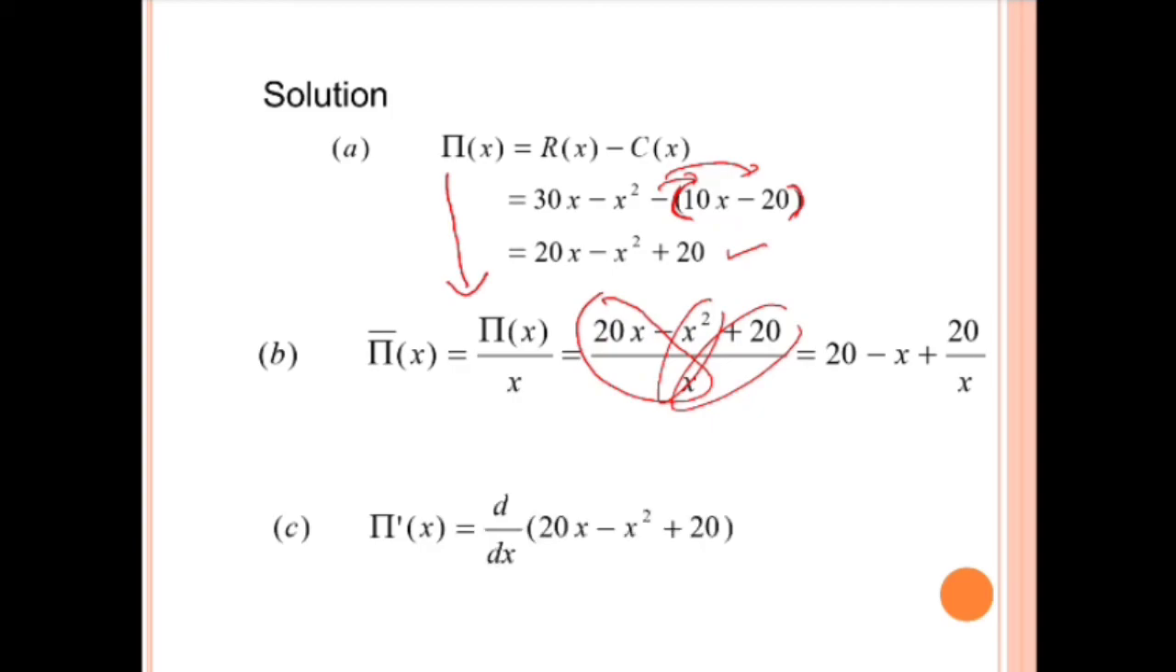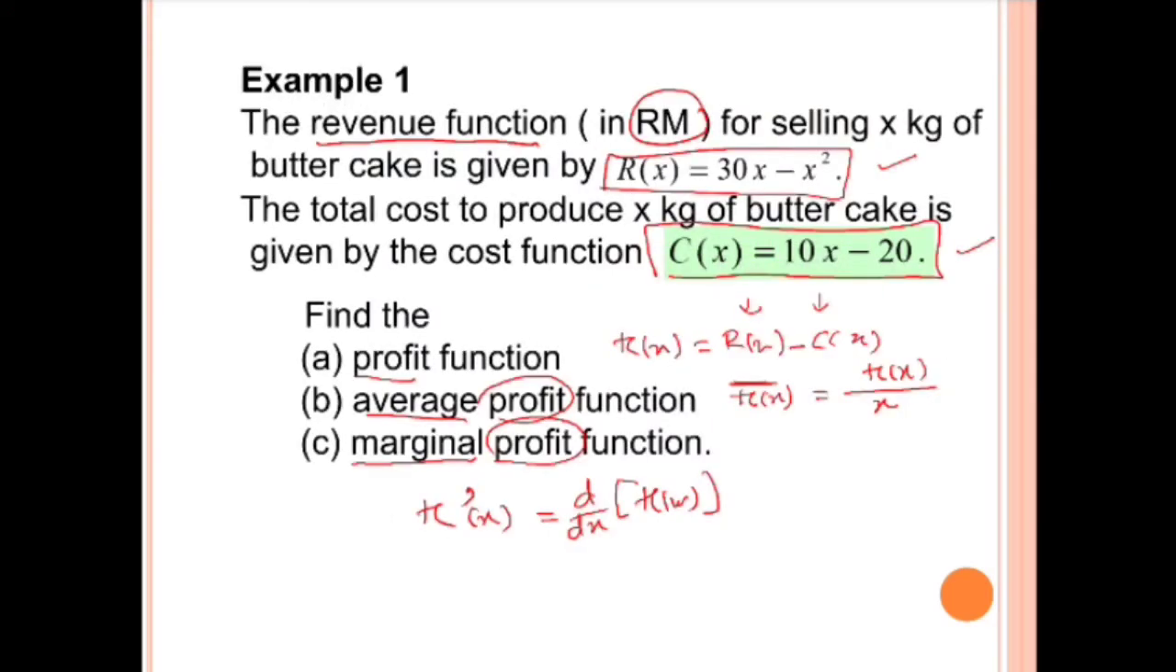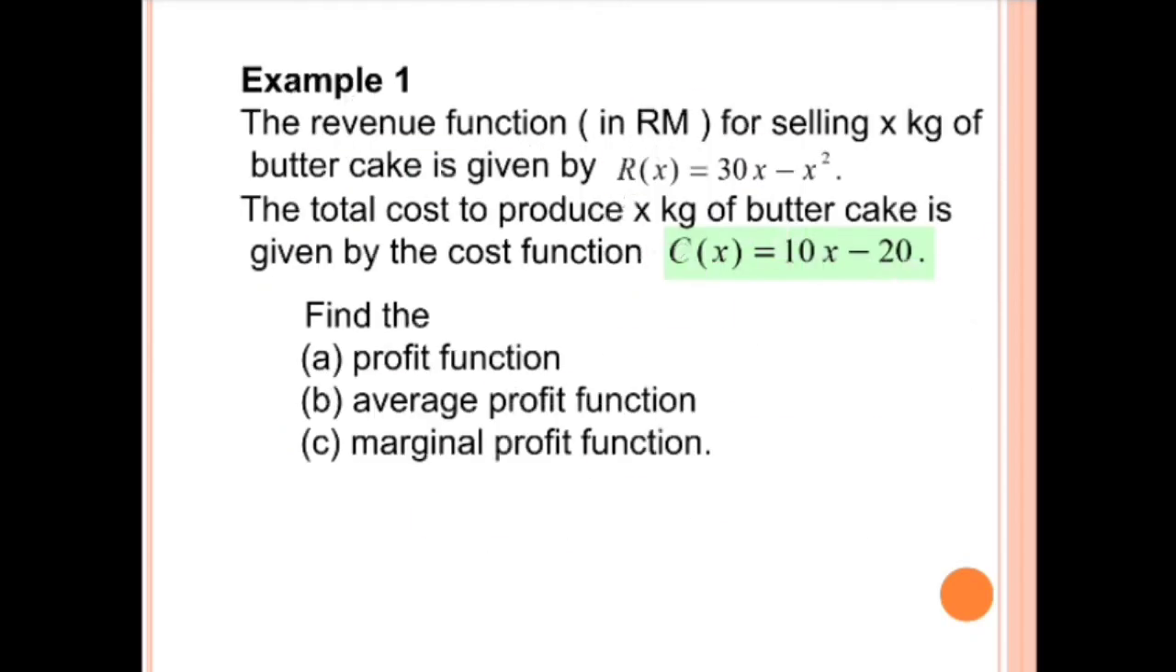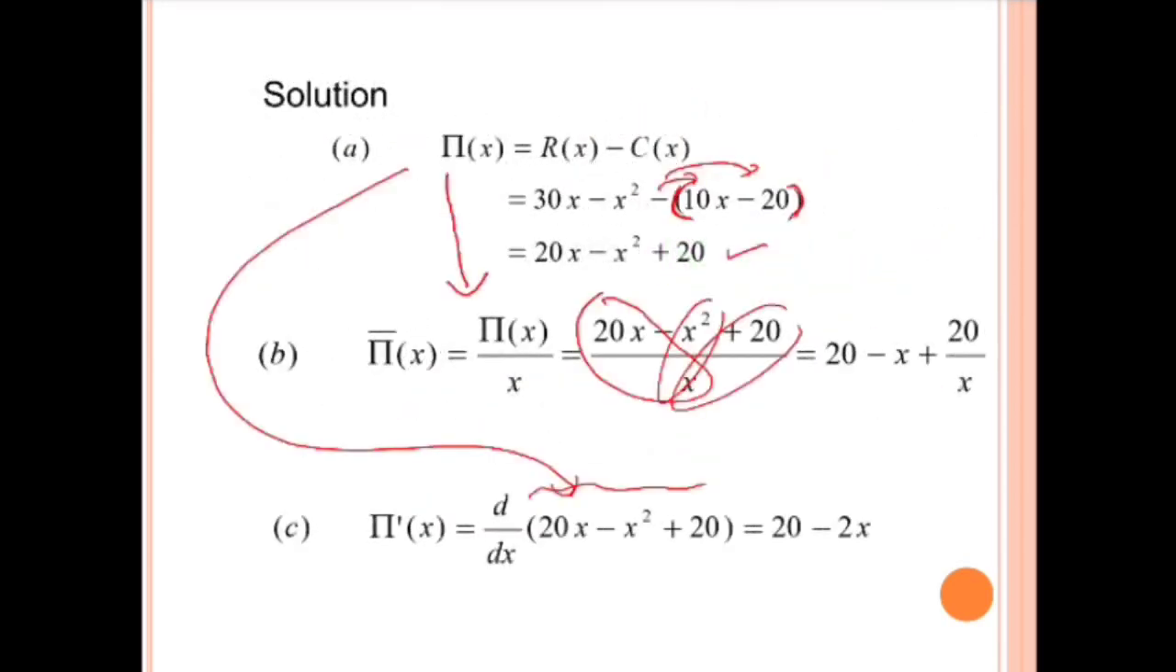Next, the question wants you to find the marginal profit function. Marginal profit is pi prime. So we have to differentiate that pi function. Write it there and differentiate. You will get 20 minus 2x. And that's it. We are done for example 1.